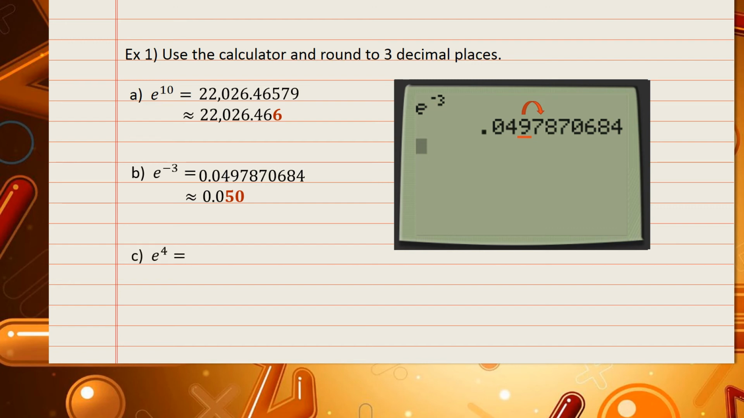For C, we have e raised to the 4th power. This is your try-it problem. Hopefully you found the value from the calculator, and if you rounded correctly, you should have got 54.598.